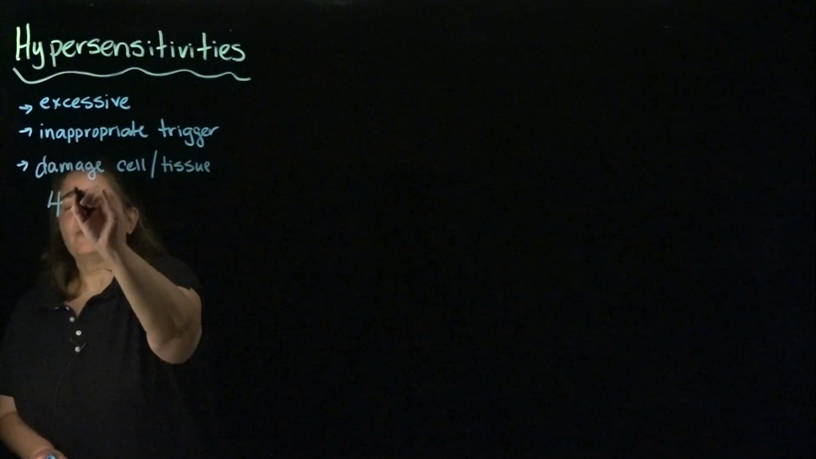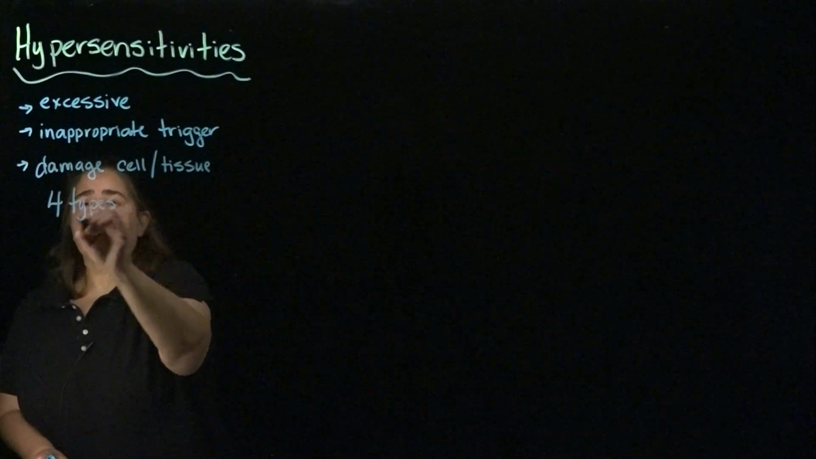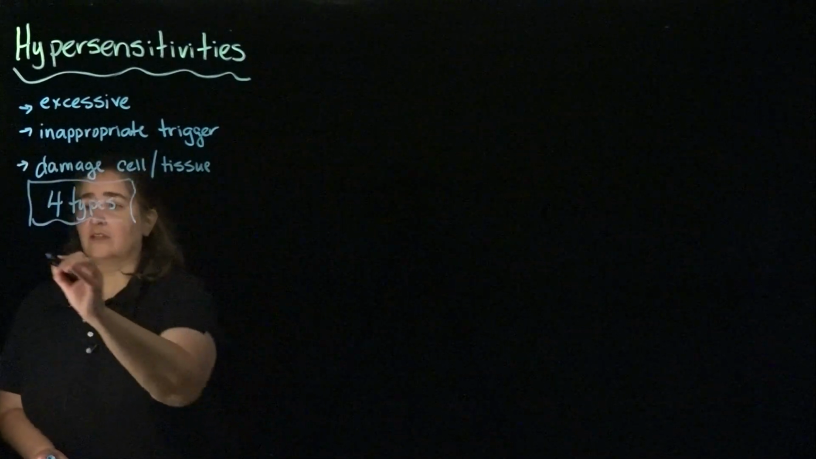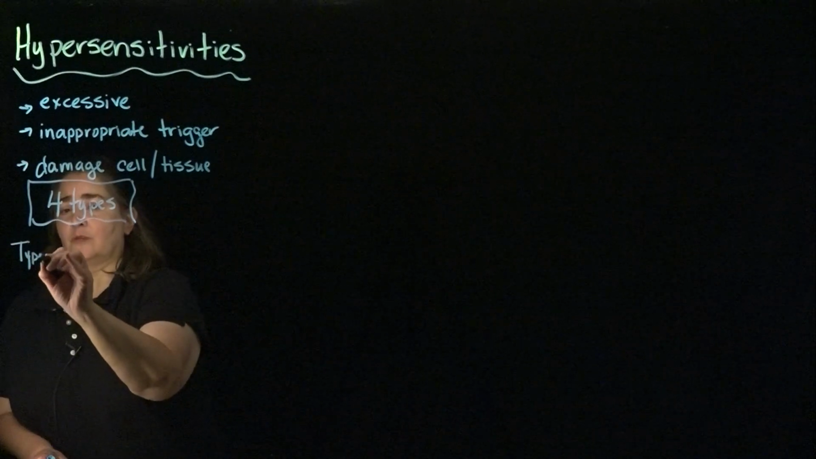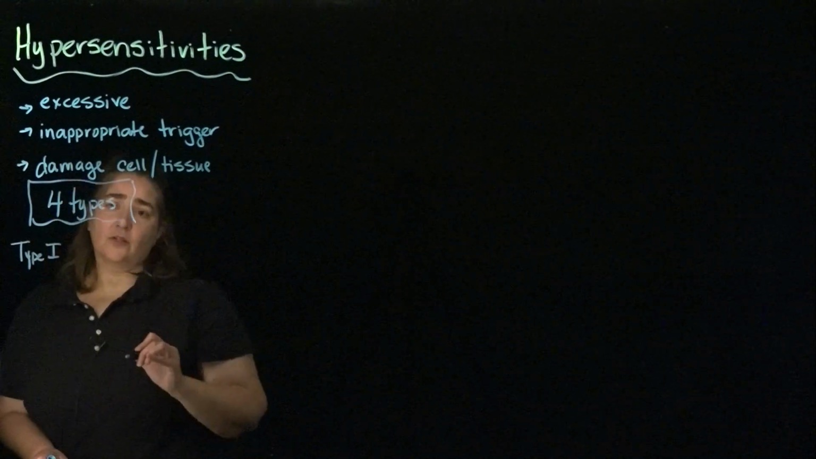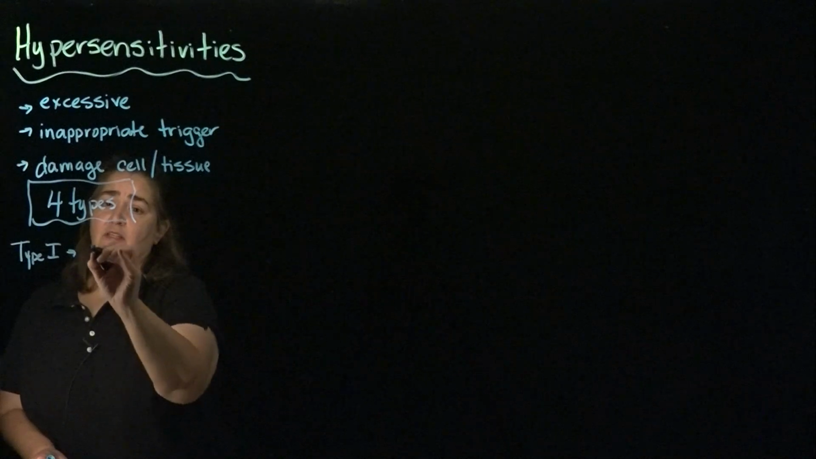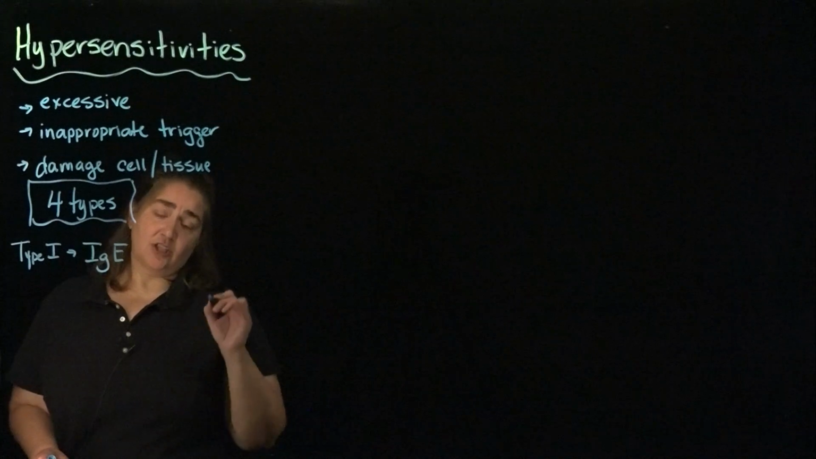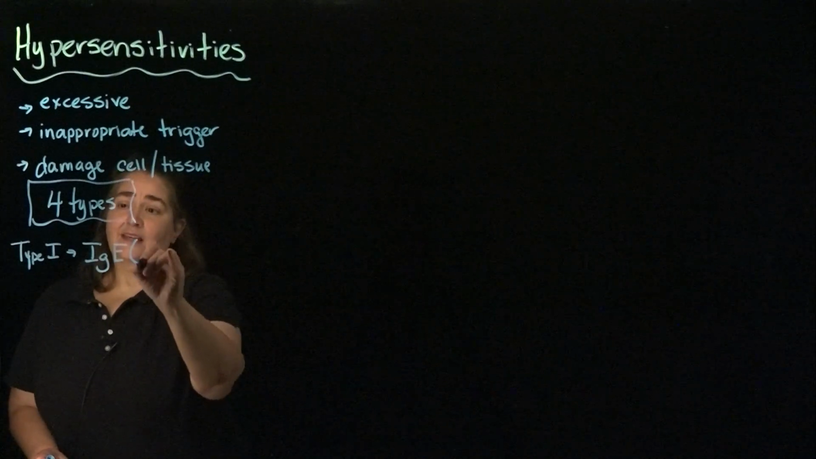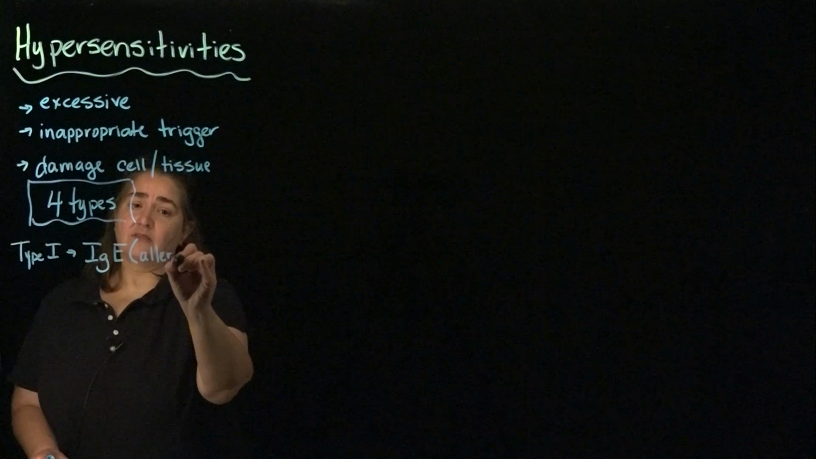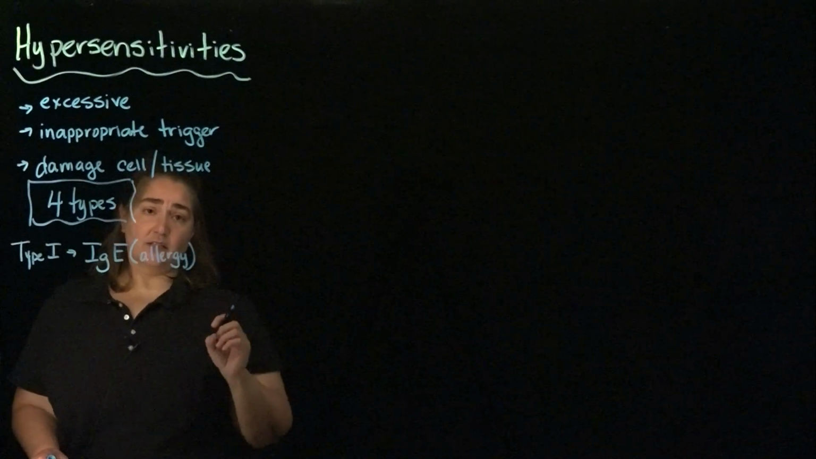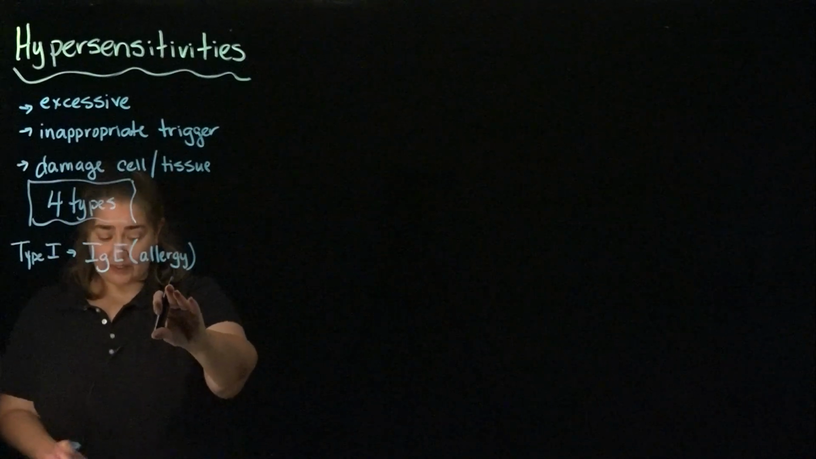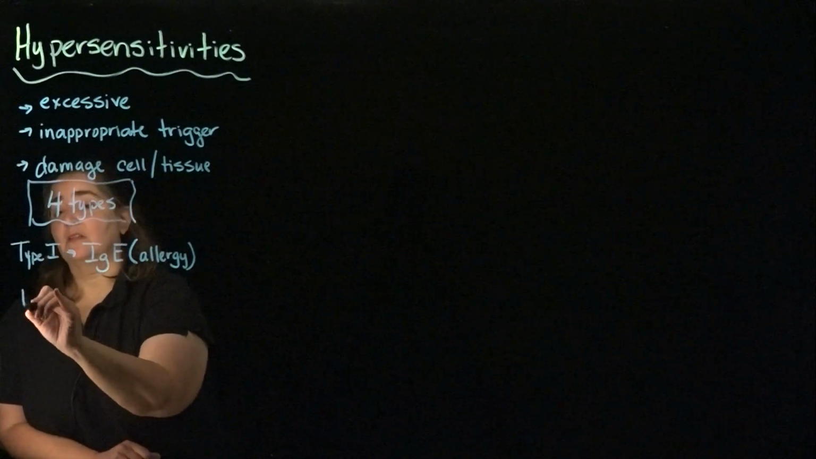Okay? We've got 4 types that we're going to cover. I'm going to kind of list each of the 4 types here, and then I'm going to focus on the first one in the remainder of this video. So type 1 hypersensitivity is going to be mediated by the antibody IgE, okay? And that type 1 hypersensitivity is your classic allergy response. And I'm going to go into a bit more detail here in a bit on this one, okay?